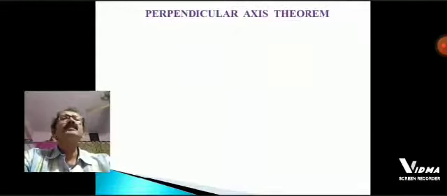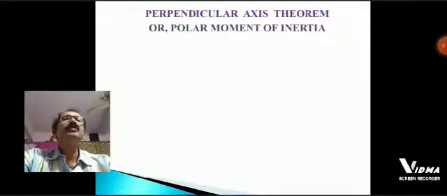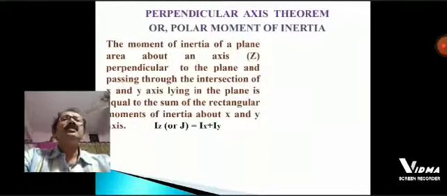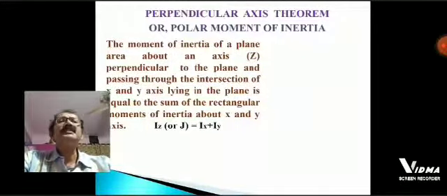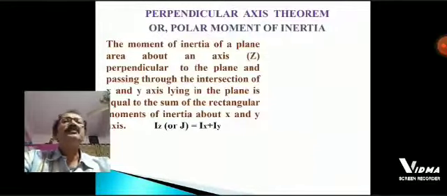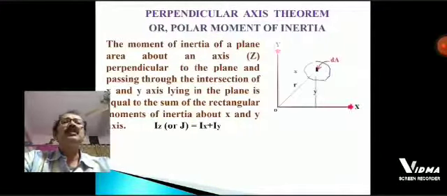Now the perpendicular axis theorem, it is also called the polar moment of inertia. The moment of inertia of a plane area about an axis z perpendicular to the plane and passing through the intersection of the x and y axes lying in the plane is equal to the sum of the rectangular moments of inertia about the x and y axes. So this is nothing but Iz or J equals Ix plus Iy.